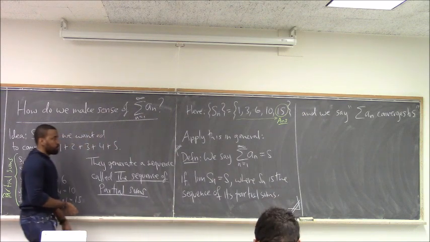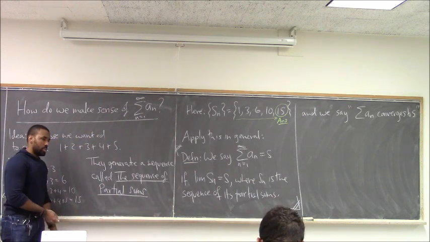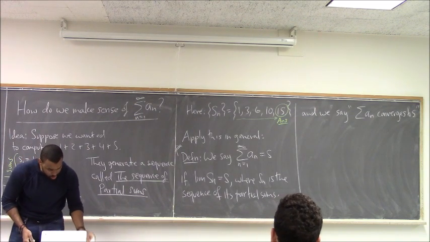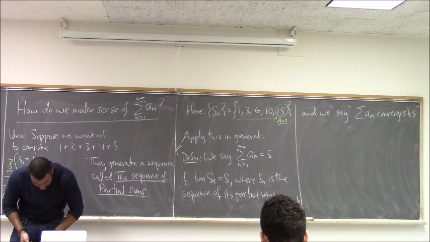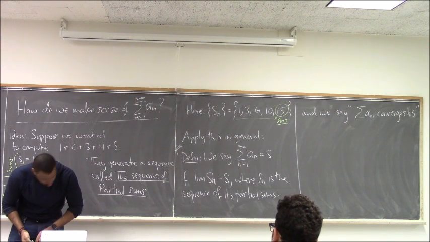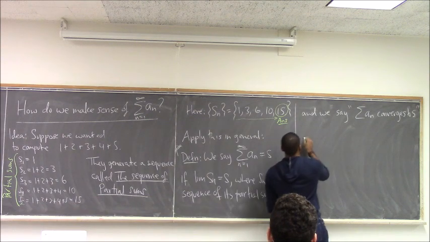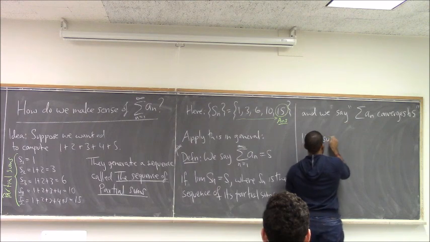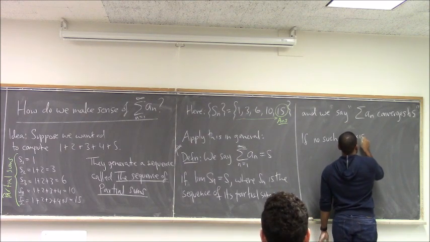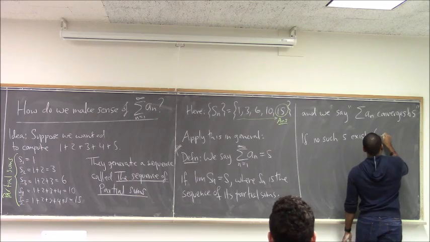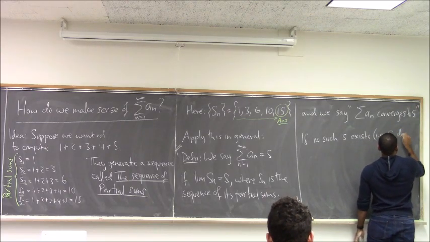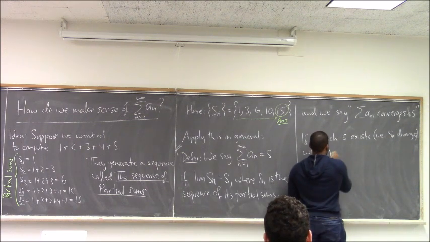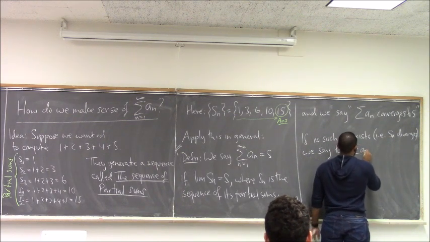Now, you might say, well, how do we know that makes sense? Well, hold on. We'll get to a point where it's going to make sense, because it turns out that that coincides nicely with reality. Similarly, if no such S exists, i.e., Sn diverges, we say the series diverges.